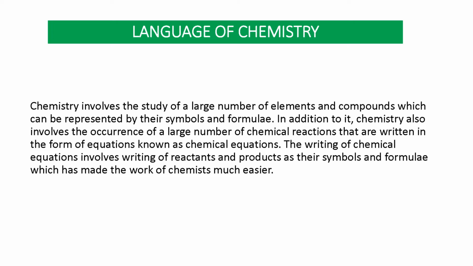So chemistry is the study of a large number of elements and compounds, and these elements and compounds are represented by symbols and formulas. In chemistry there are also a large number of chemical reactions. In chemical reactions we represent reactants and products by symbols and formulas. So the reaction becomes a chemical equation. When we represent a chemical reaction by symbols and formulas, it becomes a chemical equation.